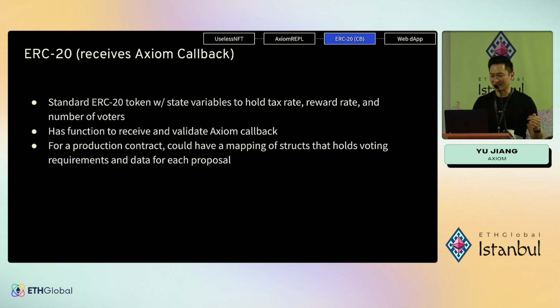Okay, so the next part is the ERC20 token, aka the useless governance token that receives the Axiom callback. It's a standard ERC20 token, and it has state variables that hold the tax rate, the reward rate, and the number of voters who voted. It has a function to receive and validate the Axiom callback. For a production contract, obviously you could have a mapping of structs that holds voting requirements and data for each proposal. But in this case, we are just doing a toy example, so we just have one contract that has all this data.